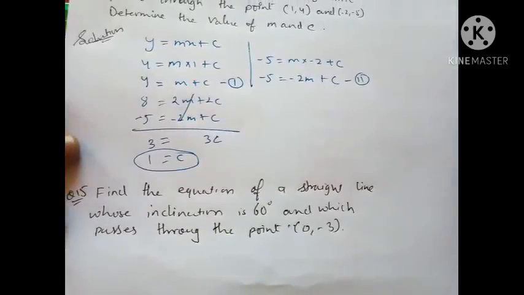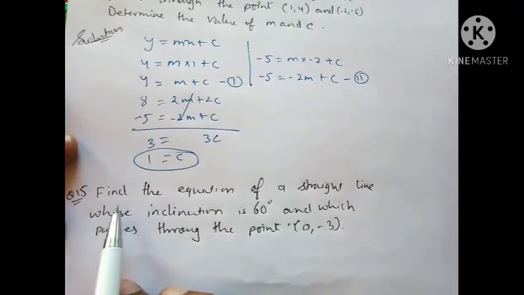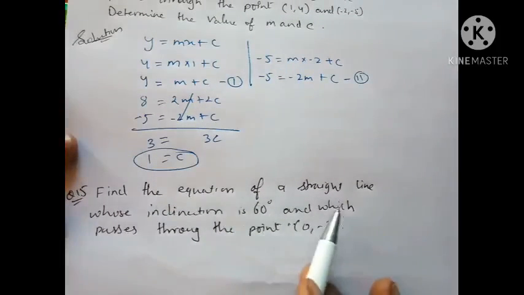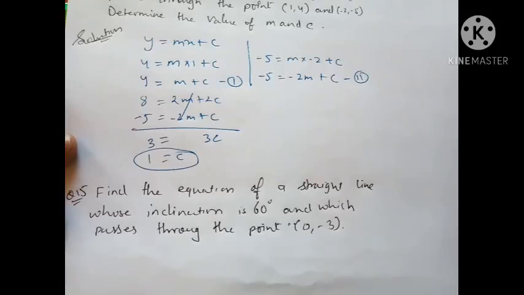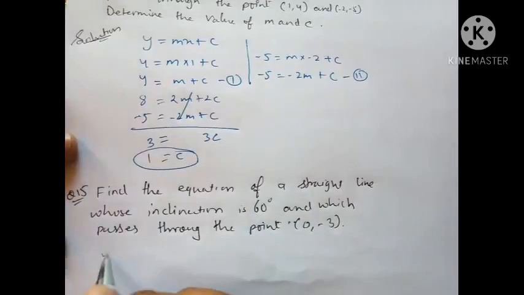Let's have a look at question number 15. Question number 15 goes something like this. Find the equation of a straight line. I have to find the equation. I don't have to find the value of x or y. I have to find the equation. In the equation, there should be x and y. Find the equation of a straight line whose inclination is 60 degrees. Wow, I got something. What is 60 degrees? Theta is 60 degrees.